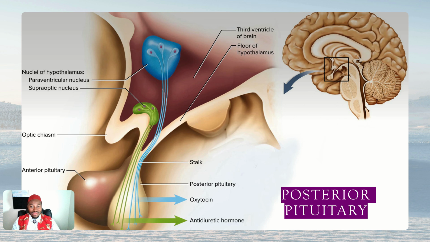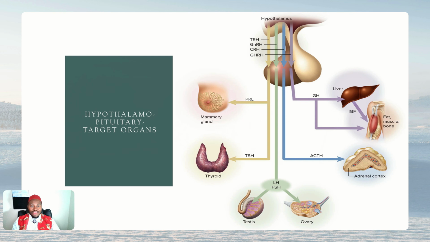Another thing you need to know is this is a stalk. This is the optic chiasma. Those are very, very important. You need to know these diagrams in case they ask you. They will point to this and ask you what this is.